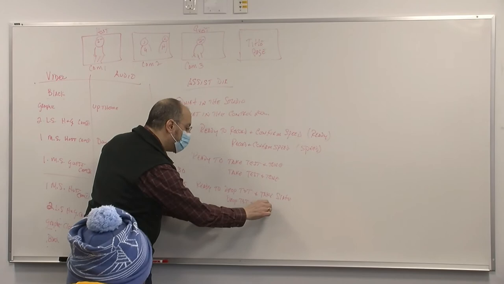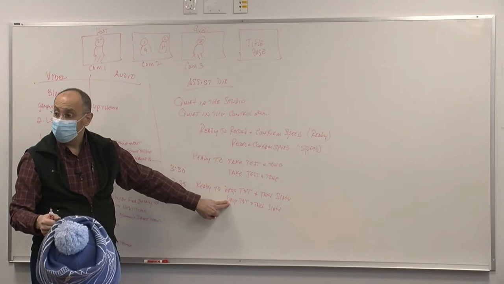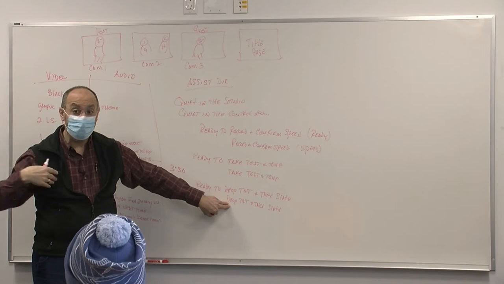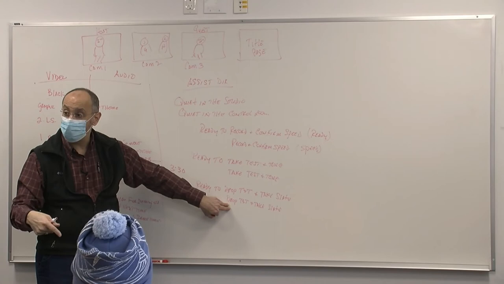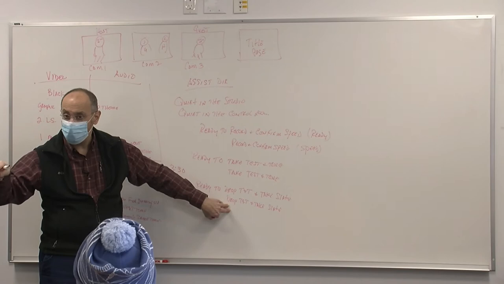Okay? So what's on the slate? Name of the college, the date, the name of the show, the name of the director, the class, my name is there as a professor, your name as the director is there, the take number, how many times we've recorded the show. That's the blue screen I showed you inside. I said you don't have to touch much here, you just have to change the information. Okay, drop, test, and tone, and take slate.